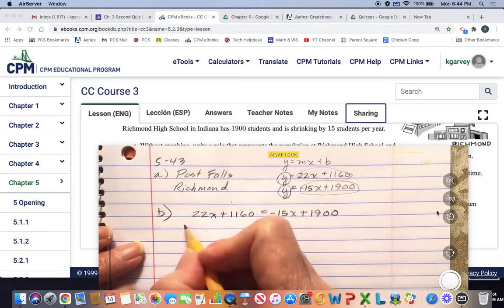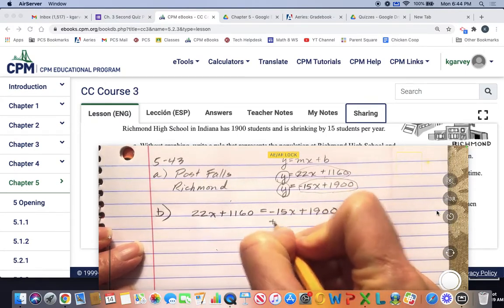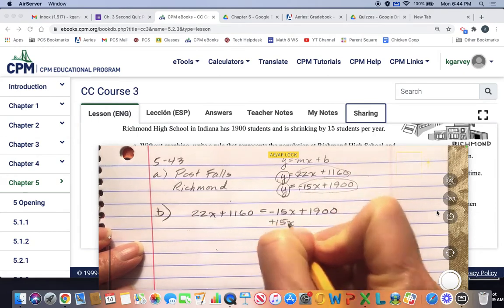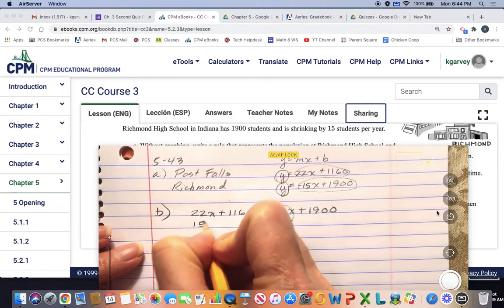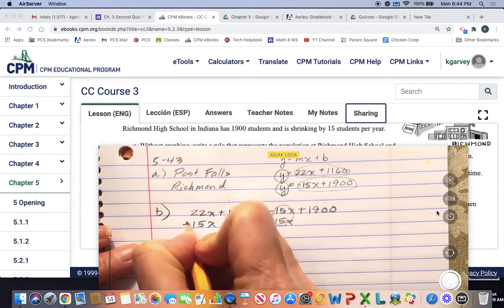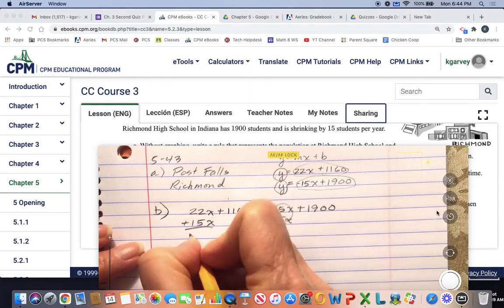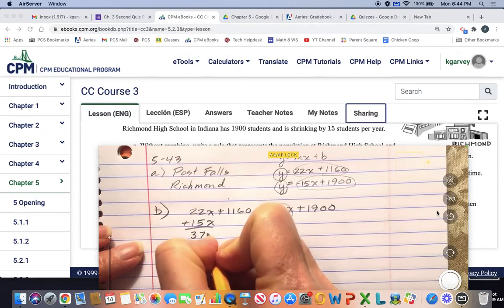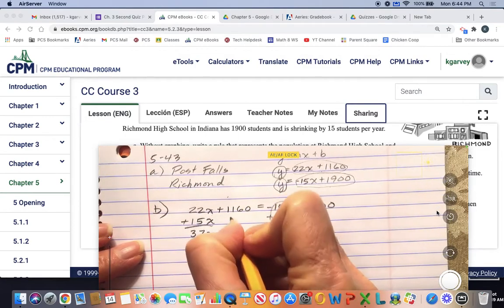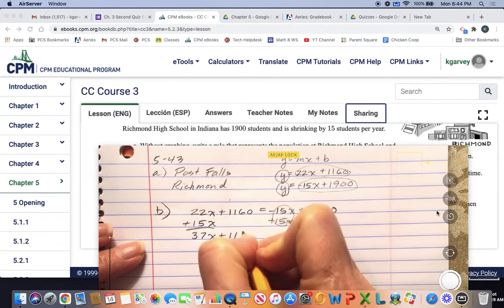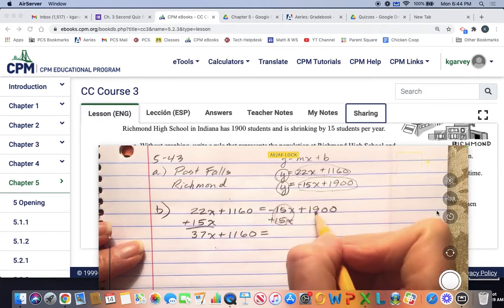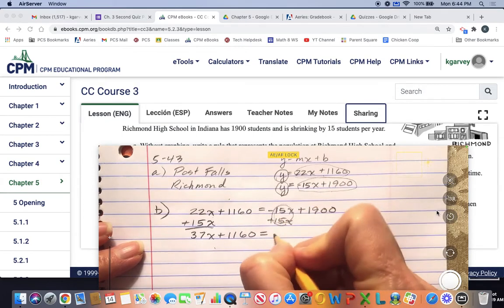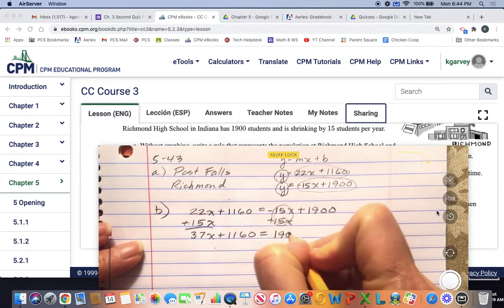First, I want to get x on the same side. So I think I'm going to add 15x to zero out this part and add 15x here because we have to do it to both sides. And here it's 37x. And then we'll just drop down the 1,160. And that's equal to, well, this is zeroed out, so we just have the 1,900. So I'll write that down here.